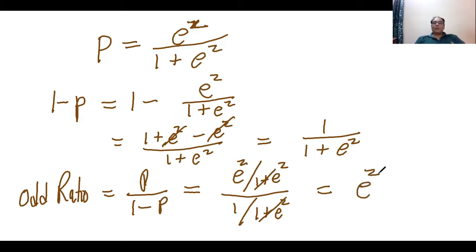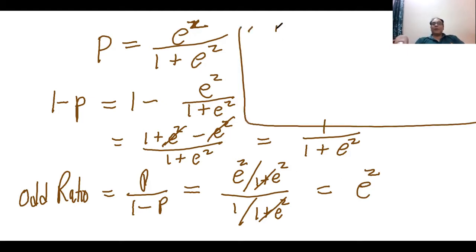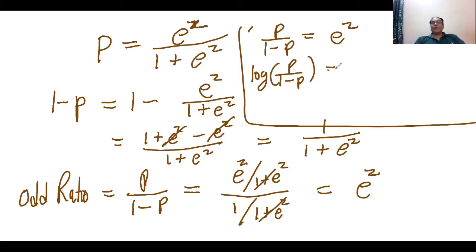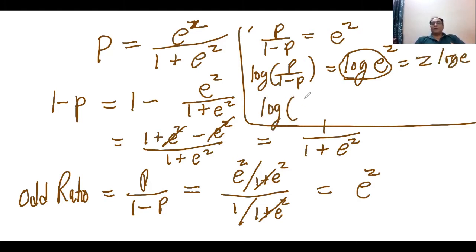So here we can write the remaining part. We find that p upon 1 minus p is equal to e to the power z. Now if I take the log of both sides, log of p upon 1 minus p is equal to log e to the power z, and you know that log e is always 1, so we can write z log e, and finally we reach this equation: log of p upon 1 minus p is equal to z.